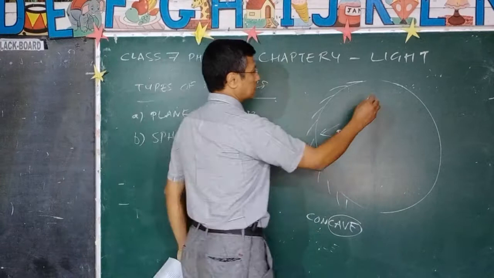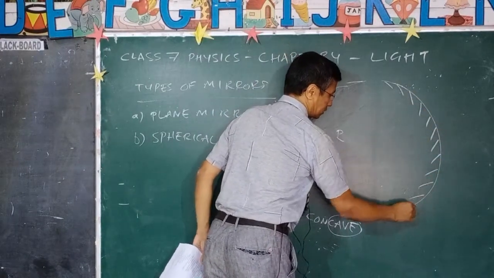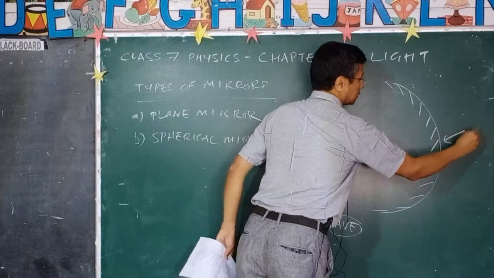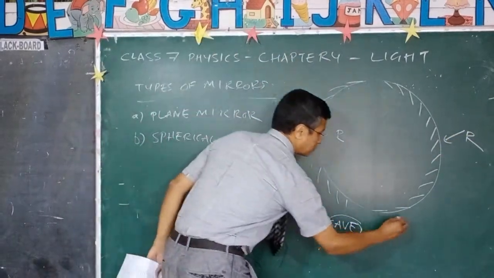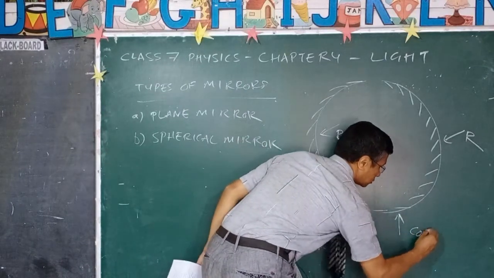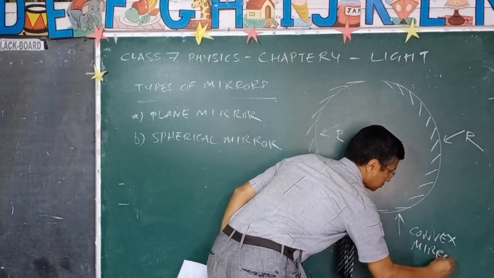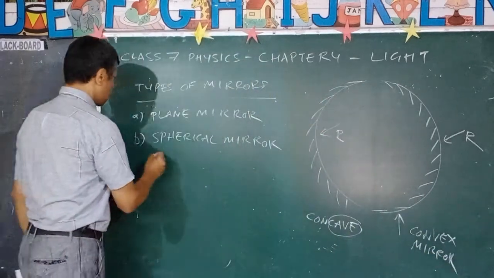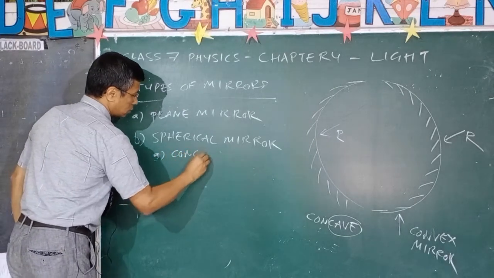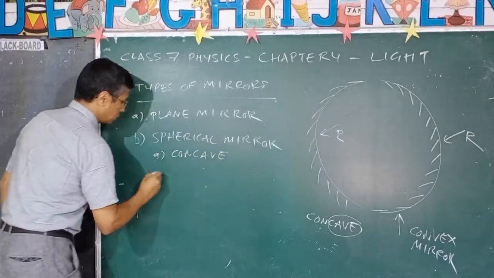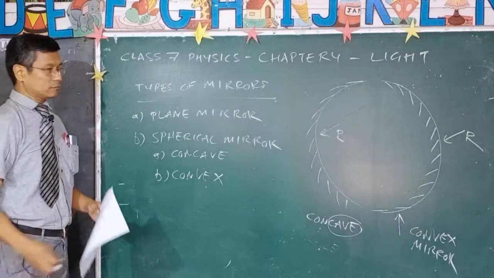And if the mirror is silvered on the inside in such a way that the outside portion is reflecting, this type of mirror is called a convex mirror. So there are two types of spherical mirrors. One is called a concave mirror and the other one is called a convex mirror.